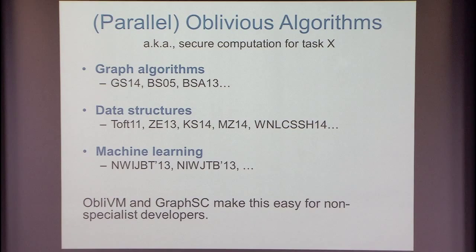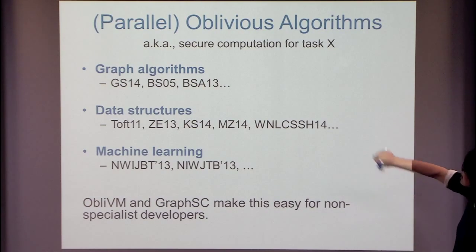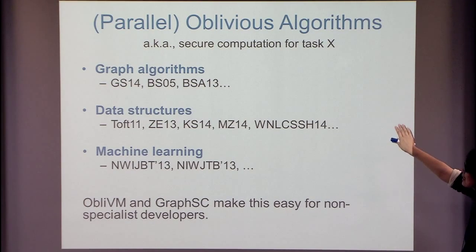Okay, and then also related are oblivious algorithms and parallel oblivious algorithms. If you see a paper that's something like secure computation for task X, chances are this is an oblivious algorithm paper. These works are basically concerned with taking a specific task and expressing it as an oblivious algorithm. Oblivious algorithms and circuits are in some sense translatable. So if you want to implement anything on top of MPC, you have to express it as a circuit, which means you have to express it as an oblivious algorithm.